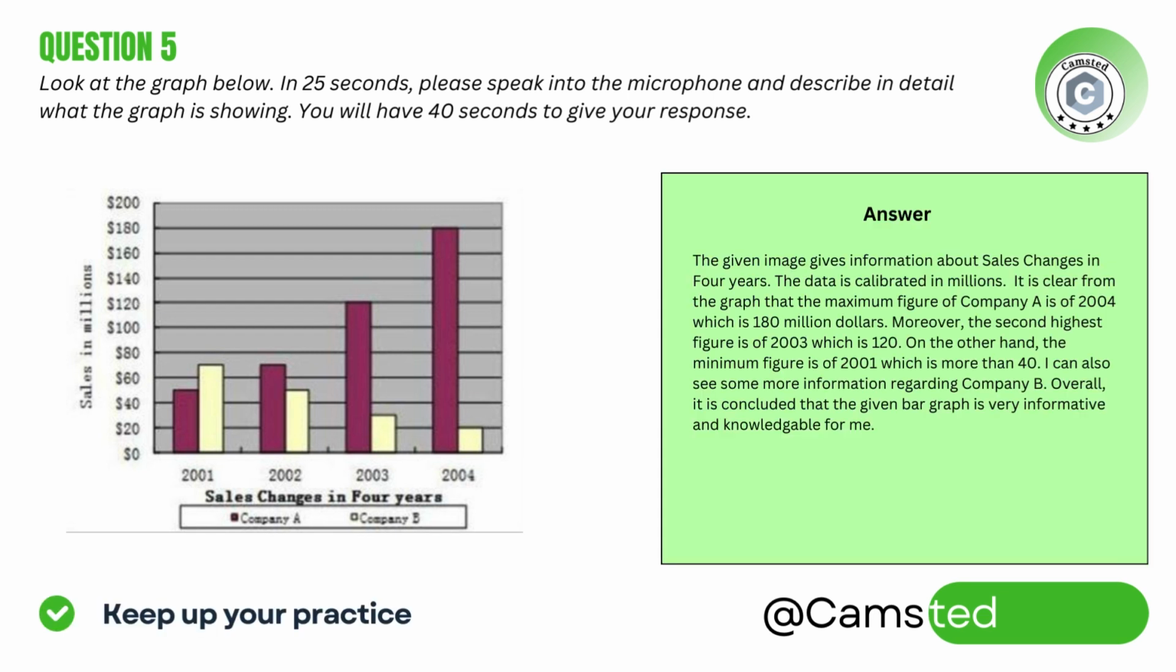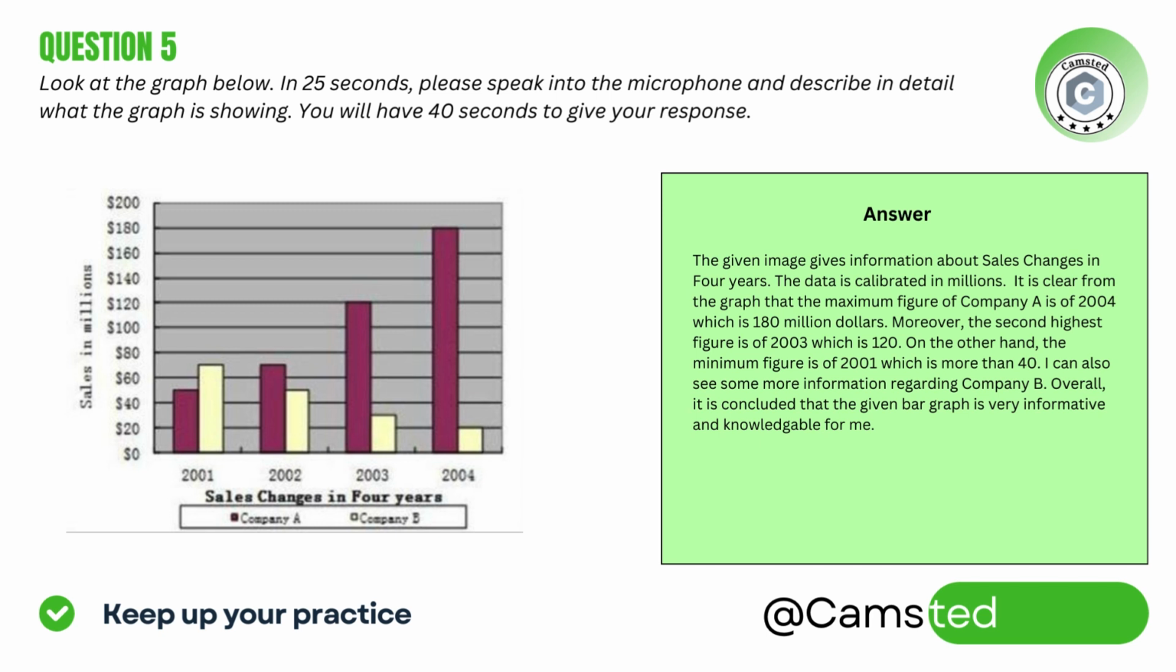The given image gives information about sales changes in 4 years. The data is calibrated in millions. It is clear from the graph that the maximum figure of Company A is of 2004, which is $180 million. Moreover, the second highest figure is of 2003, which is 120.